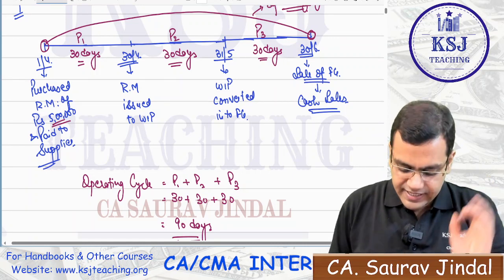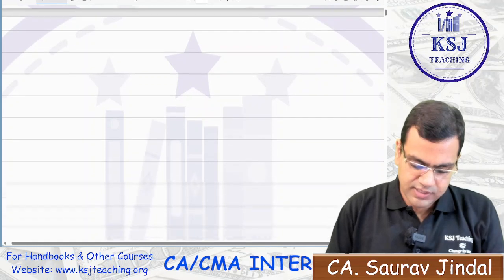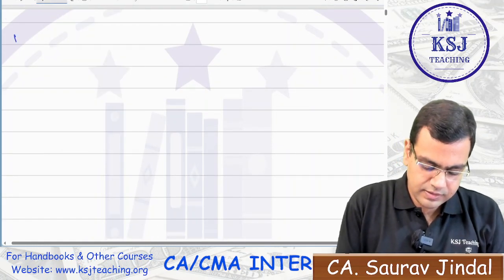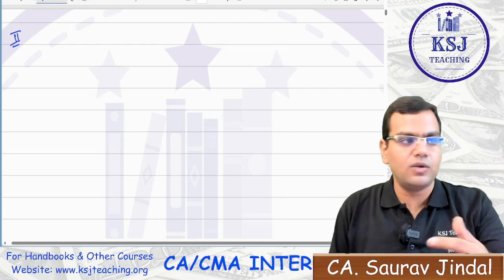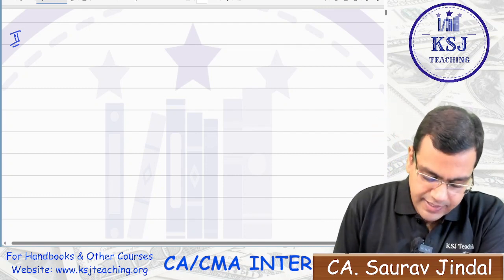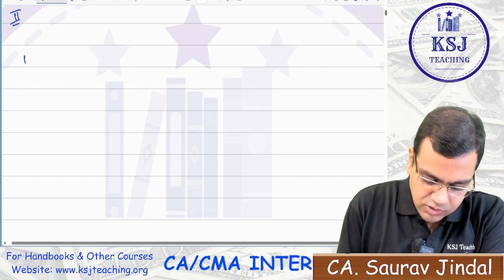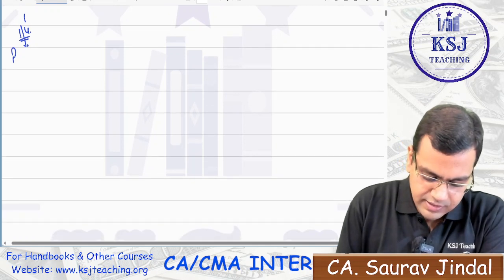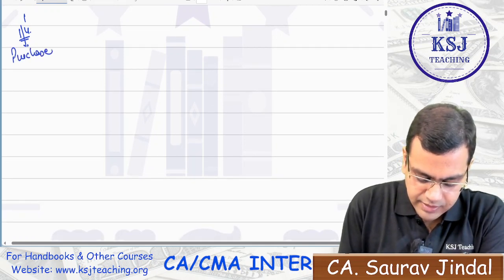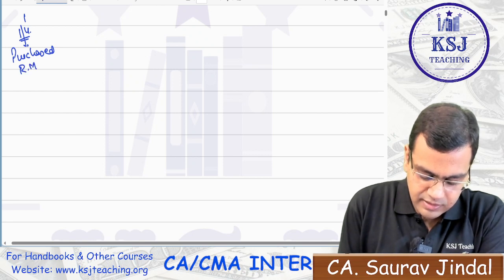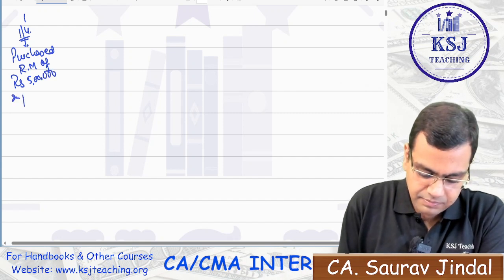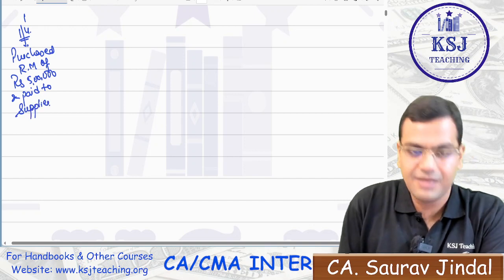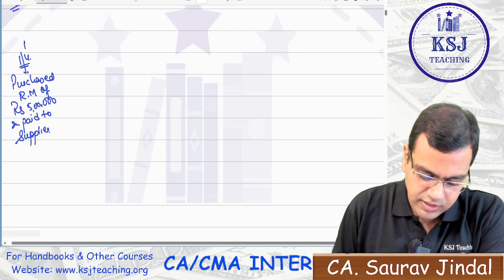Now coming to the second scenario. This was the first scenario we have. See, with these scenarios, it is easy to understand how the operating cycle is working, right? So second scenario, on 1st of April, the similar scenario we are going to take, right, with a small twist. Purchased raw material of rupees 5 lakh, right, and paid to supplier. That means you have immediately paid it to the supplier. You are not taking the goods on credit, right?